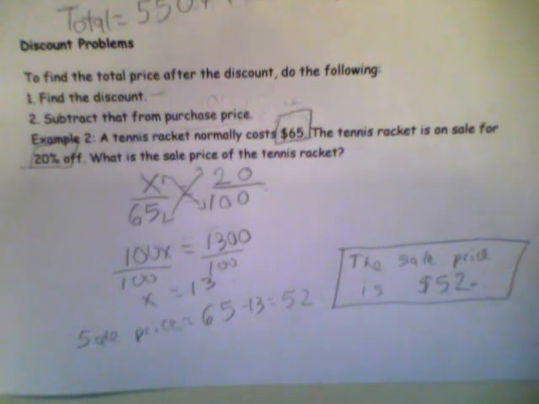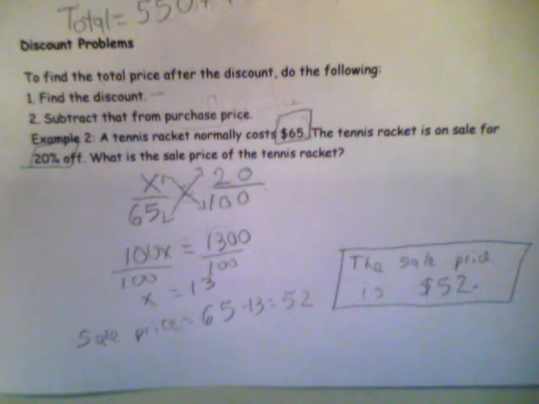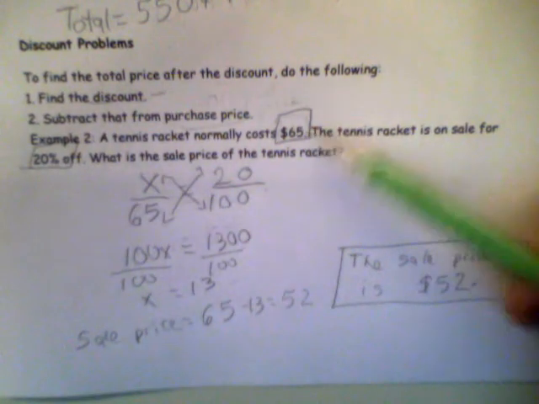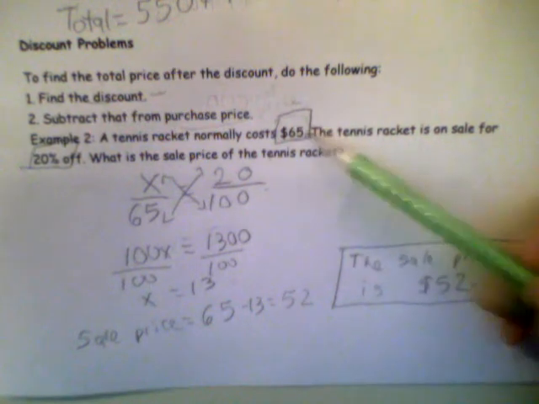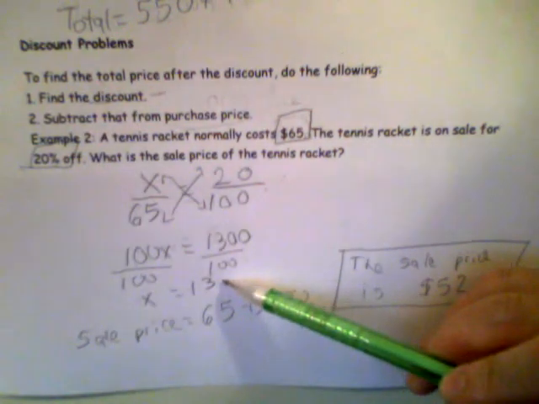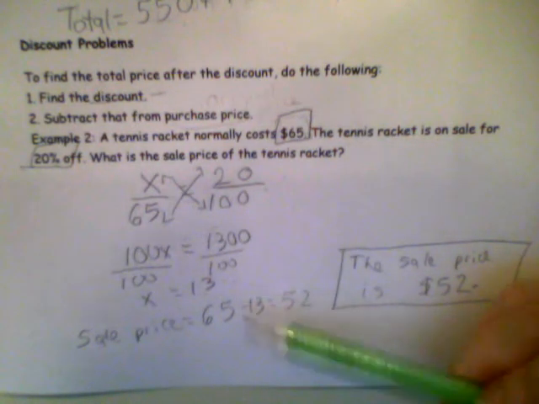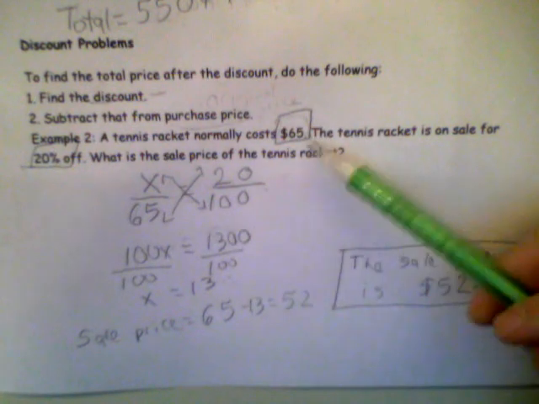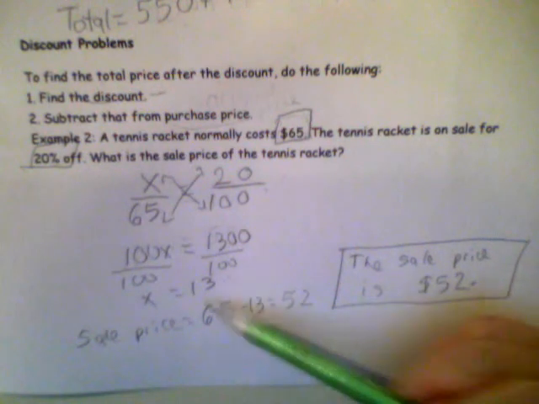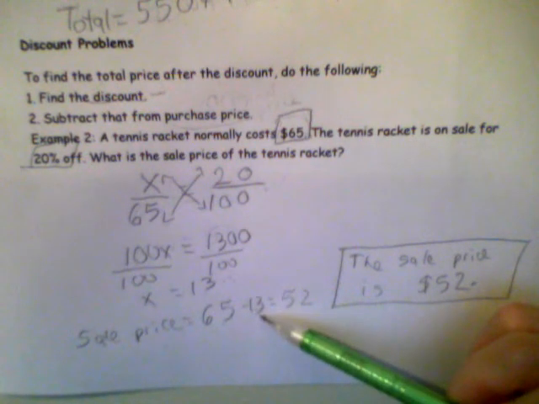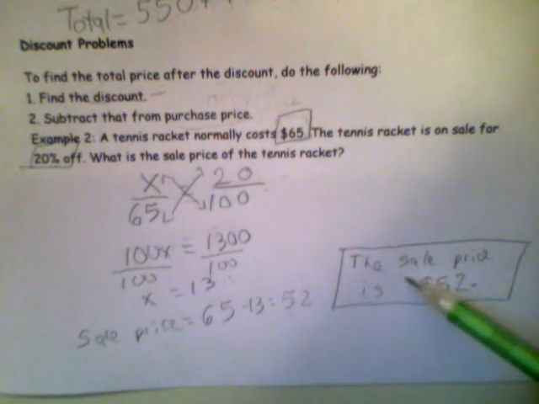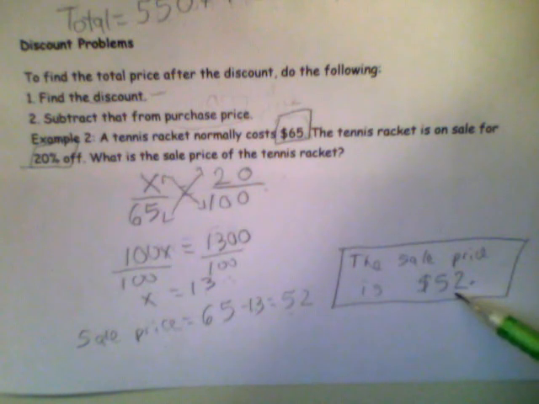So just to recap, for my discount problem, I first found the discount. I knew that the discount was 20% of 65, so I first had to find 20% of 65, which I did using this proportion. Once I solved for the discount, to find my sale price, I subtracted my discount from my original price, which is 65. So to find my sale price, I did 65 minus the 13, or minus my discount, giving me a sale price of $52. So my final answer is the sale price is $52.